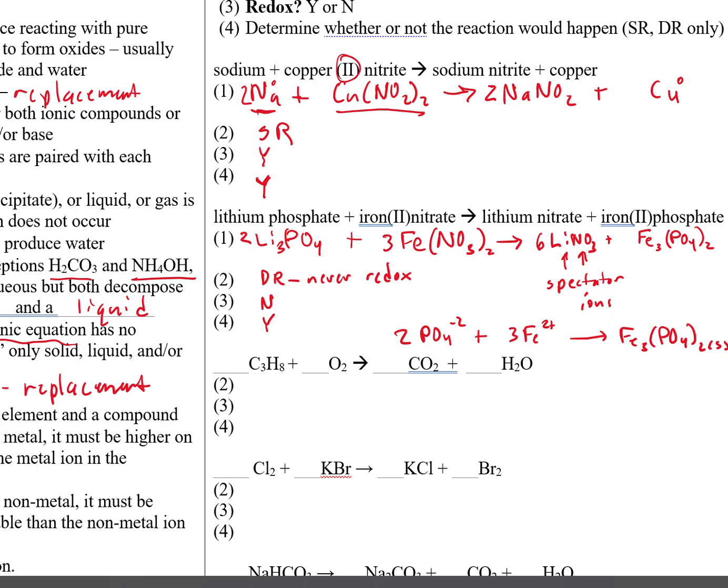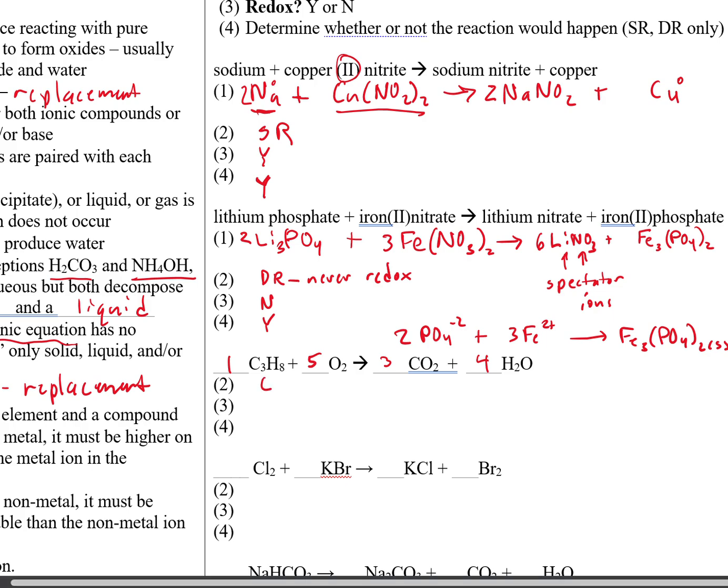This next one, I think I'll start by putting a 3 here. That fixes my carbons. I'll put a 4 here. That fixes my oxygens. Now I've got 3 times 2 is 6. 4 times 1 is 4. 6 and 4 is 10. So this must be a 5, and that's a 1.